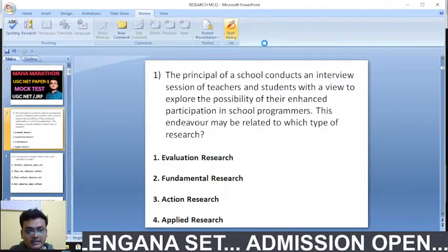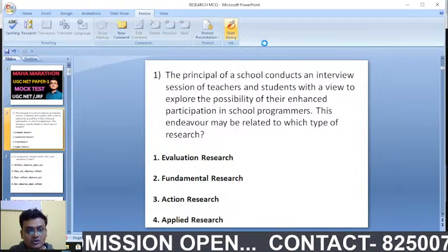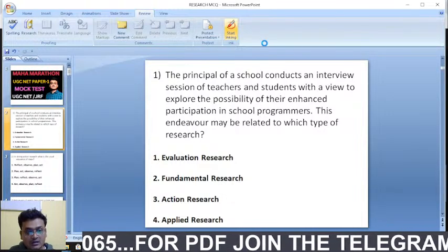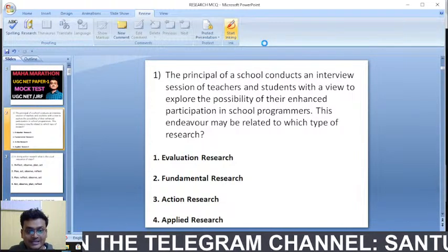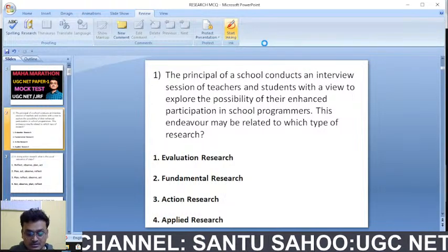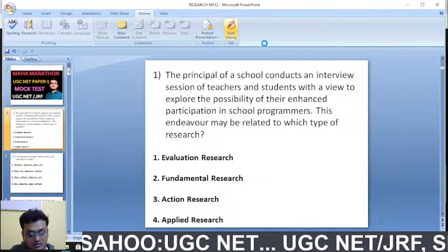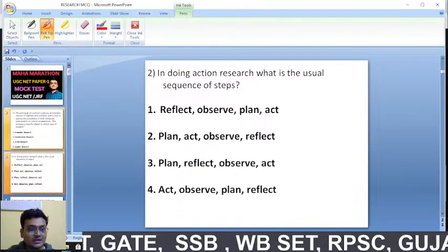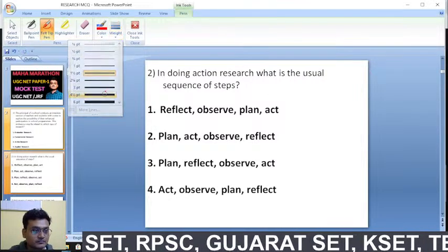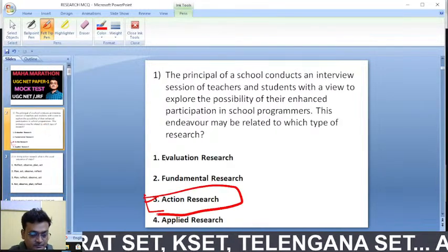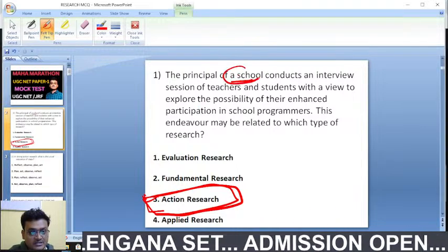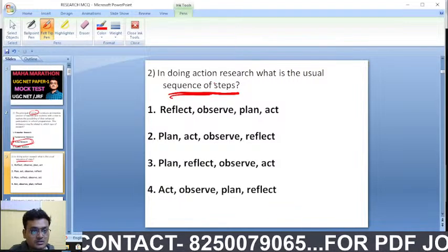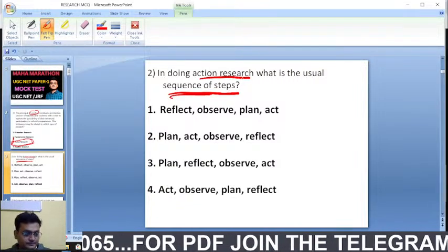एक प्रिंसिपल एक स्कूल के अंदर एक इंटरव्यू सेशन कर रहा है टीचर्स एंड स्टूडेंट के बीच में with a view to explore the possibility of the enhanced participation in school program. This is a kind of action research. No, that is action research. When there is local problem, that is action research. In doing action research, what is the usual sequence of steps? Here action research is the right answer. एक्शन रिसर्च का स्टेप्स क्या है?